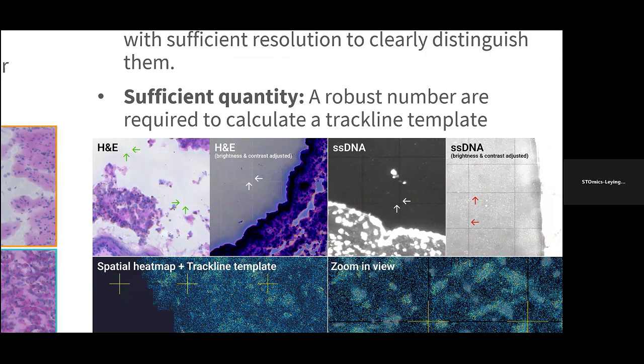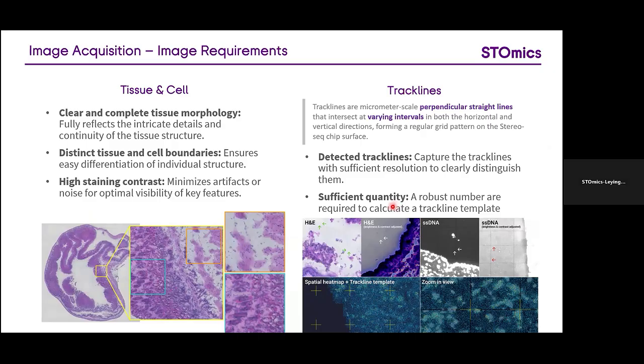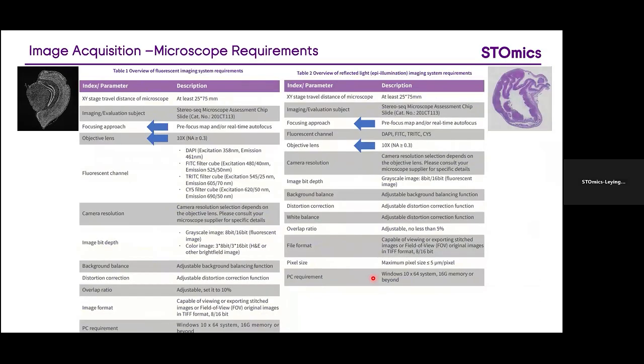The track lines are used for high-precision alignment of the microscope images with the spatial gene expression matrix. To achieve this, we require that the image must contain a sufficient number of track lines forming a grid pattern like this, a grid pattern that can be used as an alignment reference template. Meeting this criteria requires specific microscope and imaging procedure settings.